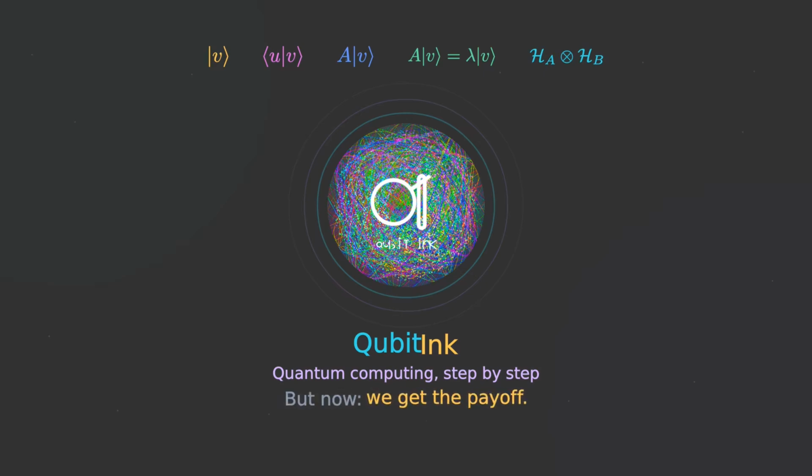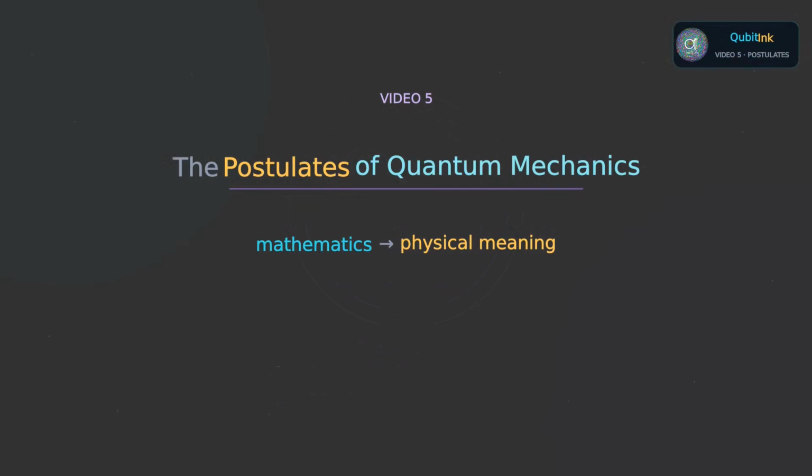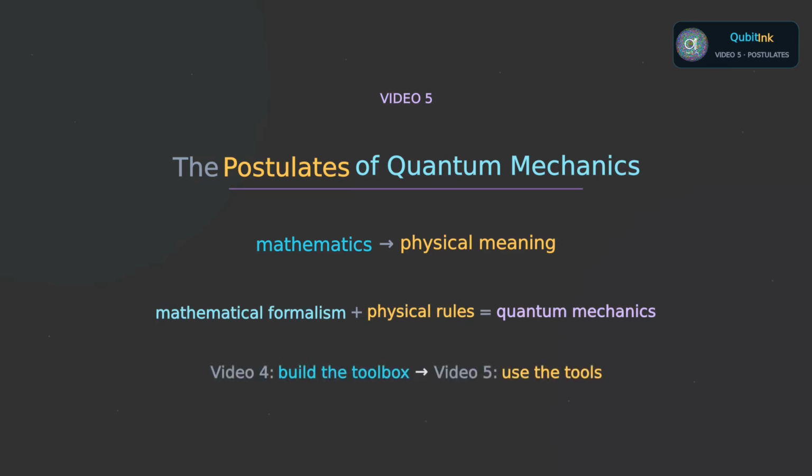But now we get the payoff. In this video, that mathematics begins to acquire physical meaning. We are going to introduce the postulates of quantum mechanics, the basic rules that connect the mathematical formalism to physical systems. If video 4 was about building the toolbox, this is where we finally start using the tools.